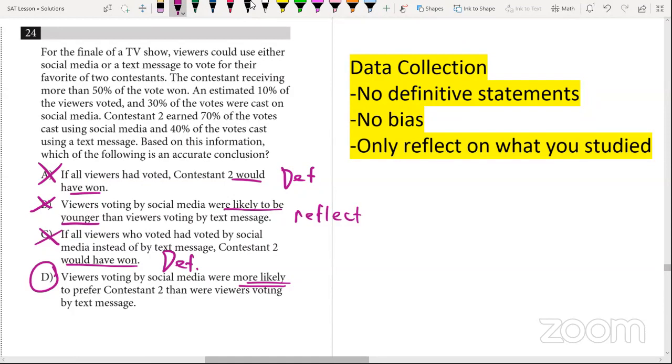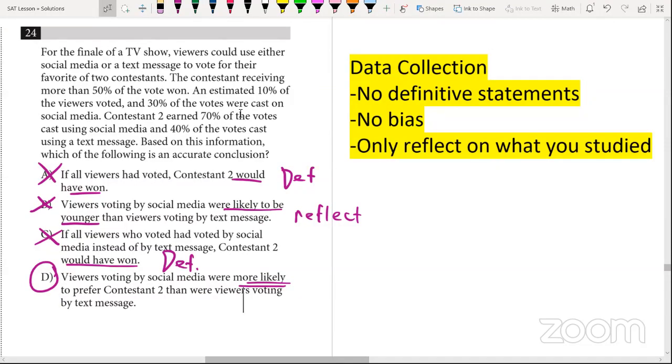30% of the votes were cast on social media. Contestant 2 earned 70% of the social media votes. And so therefore, it seems like contestant 1 earned 30% of the social media votes. So by what we studied, we found that viewers voting by social media were more likely. So likely is a word that takes the edge off. It wasn't saying if this were to happen, this definitely would happen. It's just a little lighter in its wording. So it's more of the idea of the definitive statement.